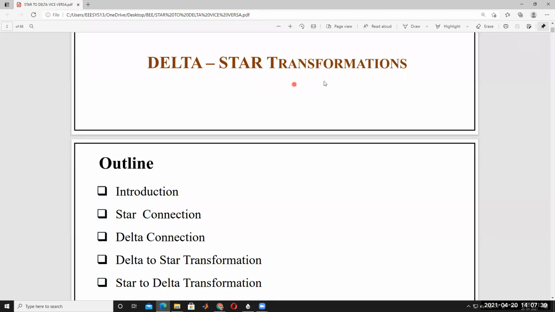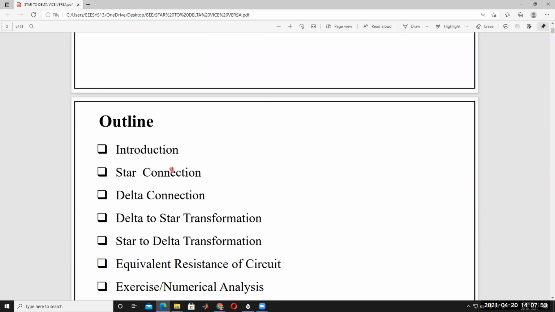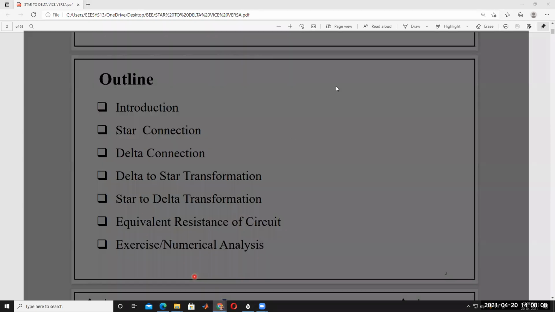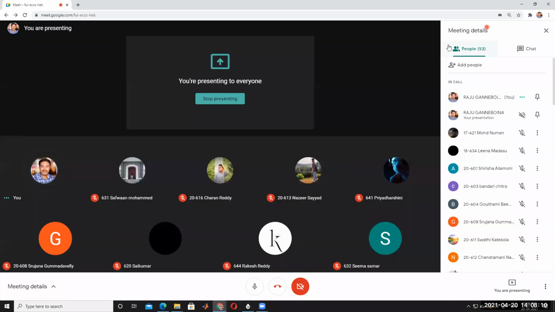Delta to star transformation. In this topic, these are the different concepts we have to discuss one by one: introduction and star connection, delta to star transformation, star to delta transformation, equivalent resistance of the circuit, and exercise and numerical analysis. So we have to discuss some numerical problems and exercises.